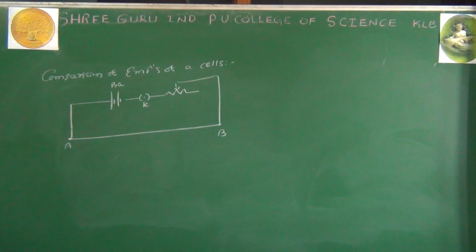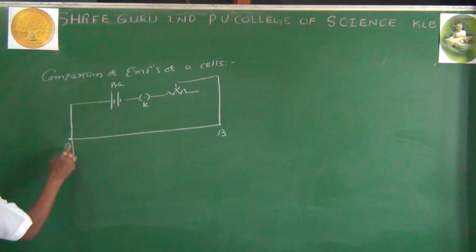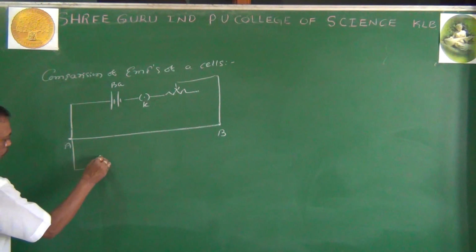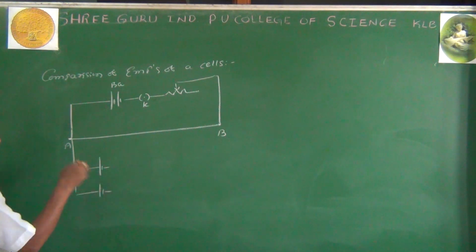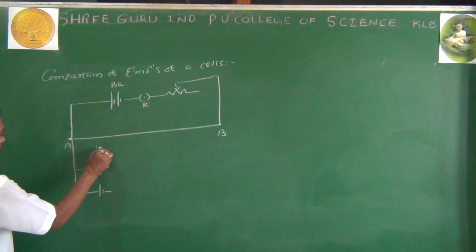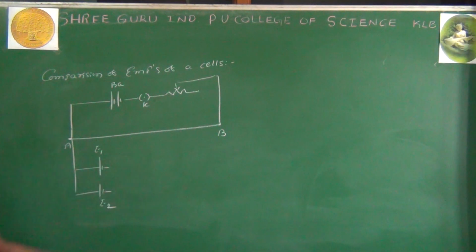I want to compare the EMFs, so I need two cells. The cells are connected between them, that is to the point A. How are the cells connected here? They are connected in parallel. So the cells are here in parallel, having EMF E1 and EMF E2.